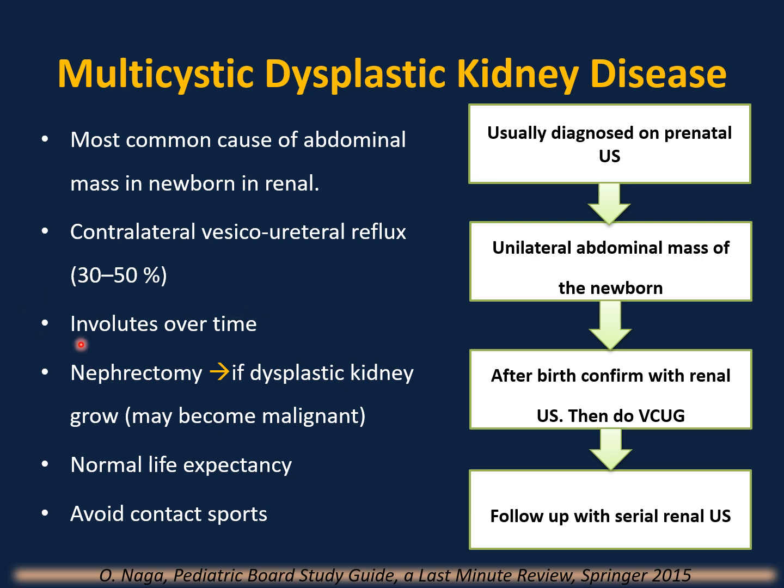Why? You want to make sure that this kidney is decreasing in size. The dysplastic kidney is decreasing in size. If this kidney starts to grow, you have to refer to urologist for nephrectomy. Why? Because it has immature cells, and these immature cells may become malignant. You need to reassure the parents that this infant will have normal life expectancy. You need to advise them to avoid contact sports because of trauma, and is only one kidney. You don't want to risk this kidney.